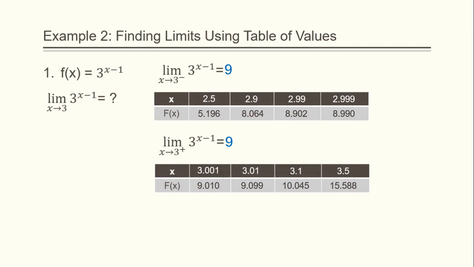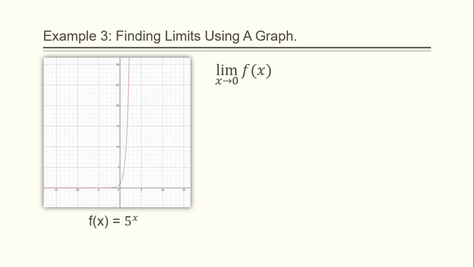Example 3. Finding limits using a graph. We have here a graph of the function 5 raised to x, and suppose we have to find the limit of the function as x approaches 0. What we have to do is to follow our function and to see what value it gets close to. We're approaching this area, and therefore our limit must be equal to 1.